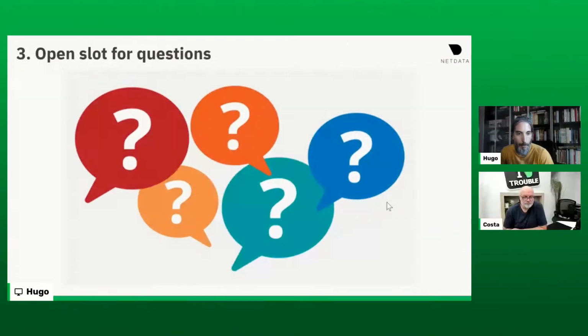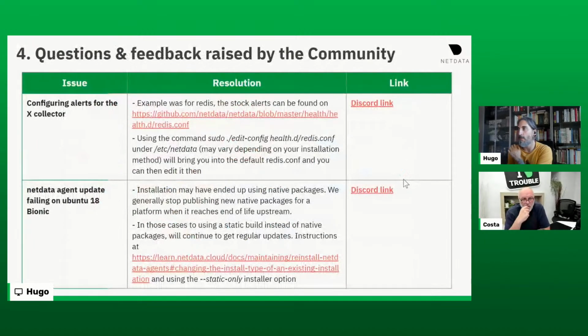So to wrap up, I'll not take more of your time. Just as I mentioned, the quick questions and feedback from the community for this last week. There was a question about configuring alerts for a collector, in this case Redis. If you go to the Netdata repo, we always have the stock alerts available there. Using the edit-config command over the collector you want to change, this will copy the stock alert configurations, and then you can change whatever you need in those alert definitions and just restart the agent, and you have those available.